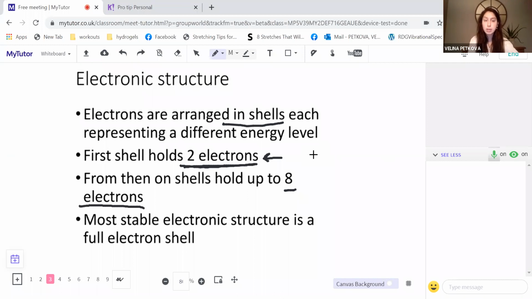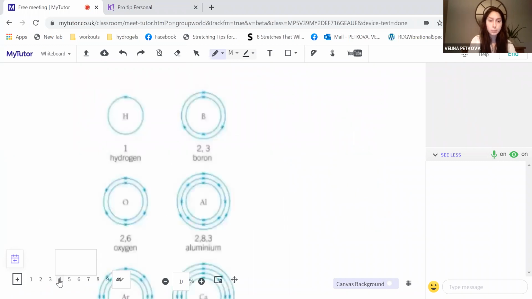So the most stable electronic structure is when the electron shell is full. Okay, so say for hydrogen, we have 1 electron in its outer shell. As it only has 1 electron in general, this is its outer shell. Therefore, it does not have a full outer shell and it's unstable. It wants to have 2 electrons in its outer shell for it to be stable. So this topic is electronic structure, noble gases, group 1 and group 7, and the trends in their reactivity.